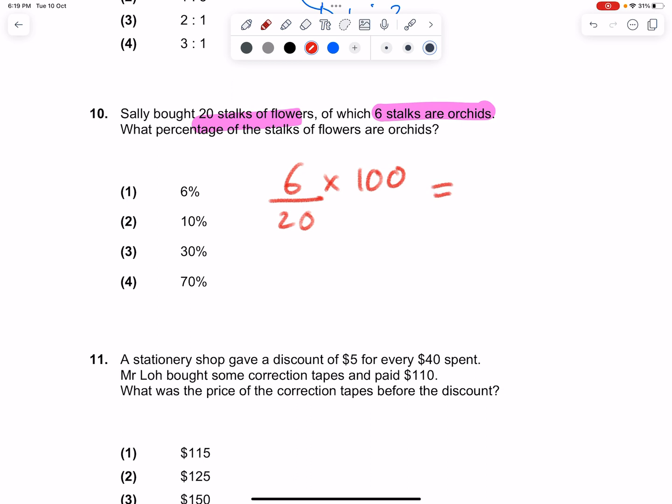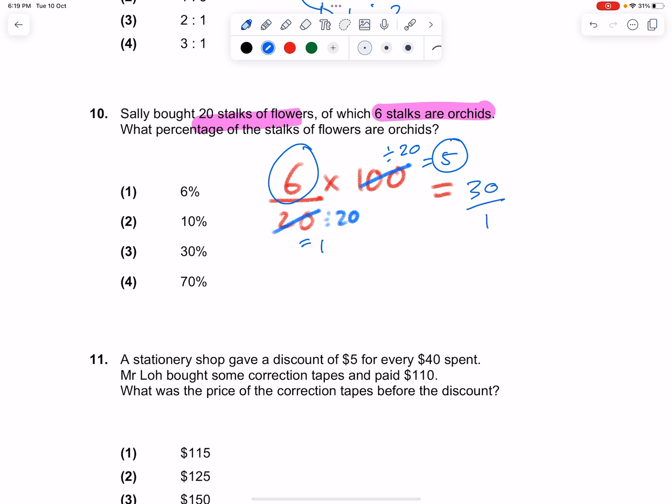Okay, so once again, we can simplify by dividing by the highest common factor. In this case, the highest one is actually 20. 20 divided by 20 will give us 1. 20 divided by 20 here will give us 5. Then we have 6 times 5. The answer is 30 over 1. Answer 30. So the answer is option 3.